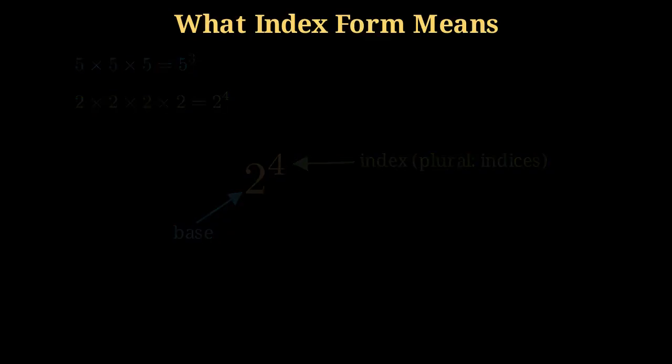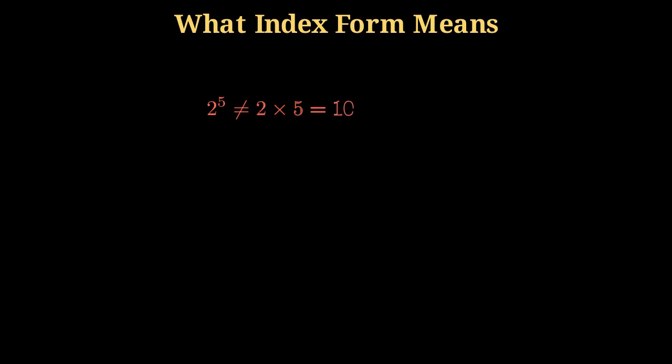One warning before the examples, the most common mistake in this whole topic. 2 to the power 5 does not mean 2 times 5. That would be 10. It means 2 multiplied by itself, 5 times, 32. The index counts the 2s, it never multiplies them.